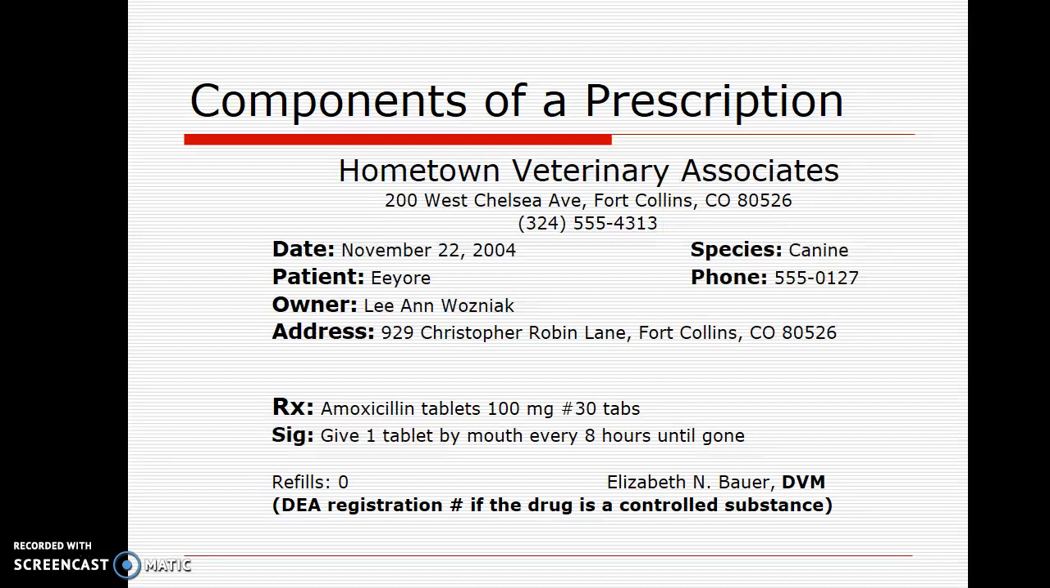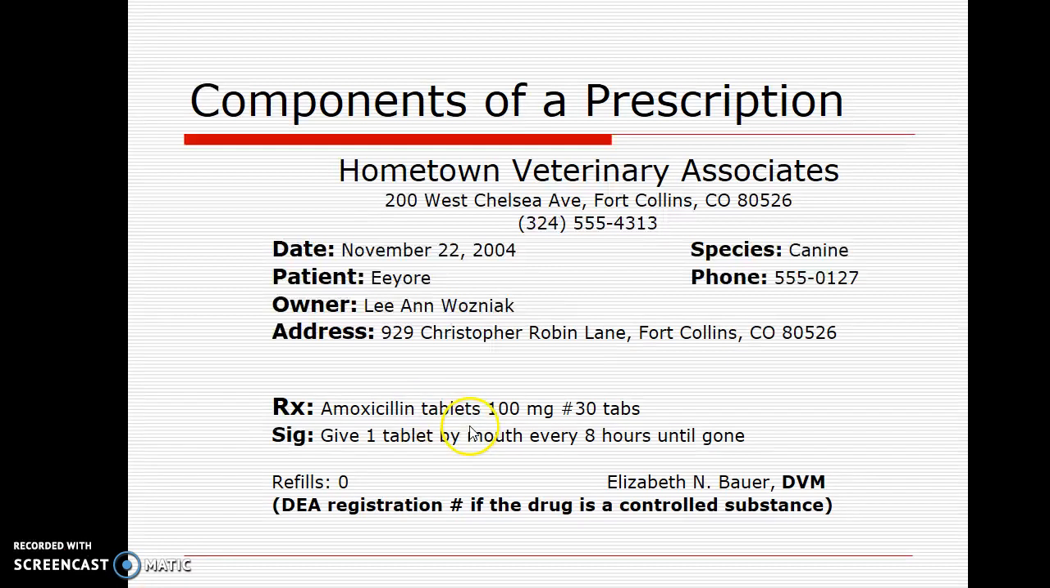So the components in a prescription, this would be typically on a pad of paper, or we now have electronic forms of these, but it has to have a name and address and phone number of the clinic. It has to have the date of the prescription, the information about the patient, including what species they are, and the owner's information as well. And then we have this RX part, which is basically telling us what is in that prescription. So these are amoxicillin tablets. That's the name of the drug.